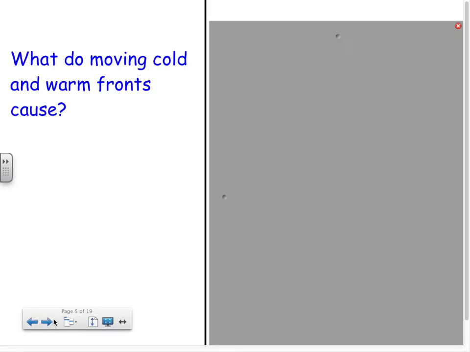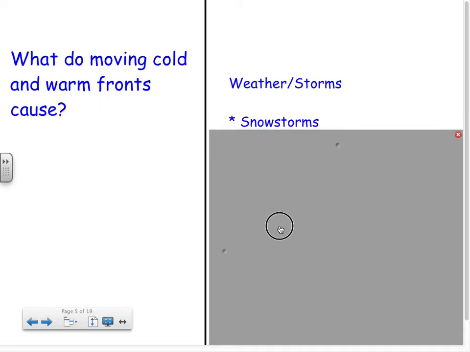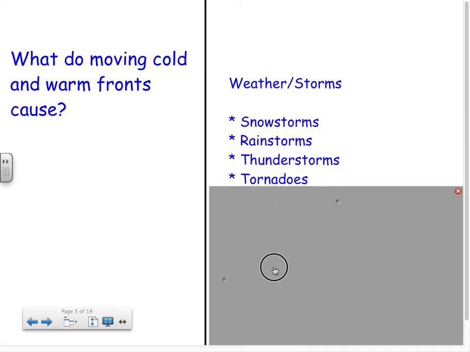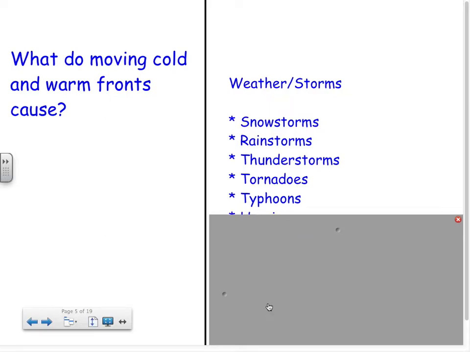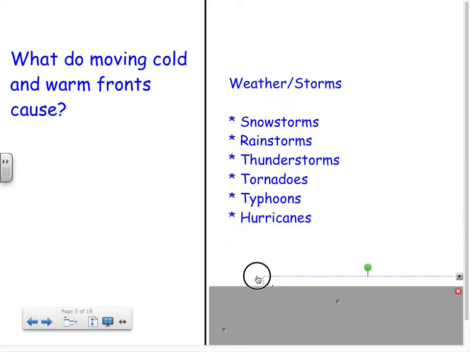So what do moving cold and warm fronts cause? They cause weather. They cause storms, such as snowstorms, rainstorms, thunderstorms, tornadoes, typhoons, hurricanes, everything that is weather, right? So any storms, any weather that happens is because a cold front or a warm front is moving in.